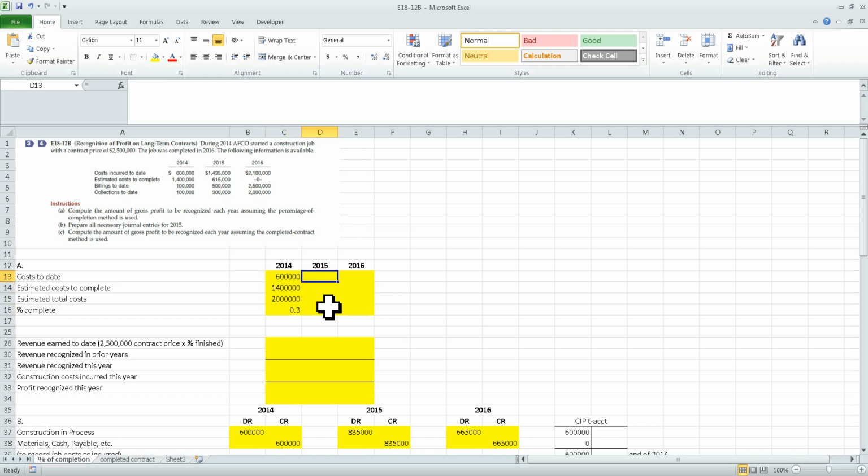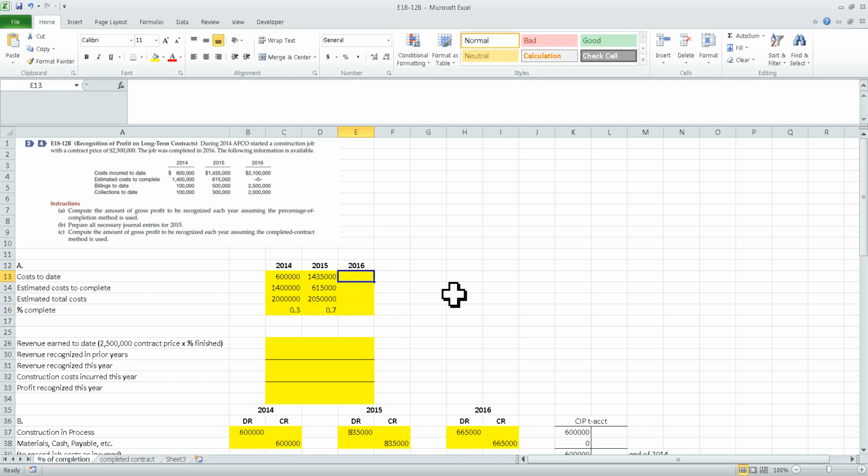Okay, we're going to do the same thing at 2015. We pick up our cumulative cost incurred to date for 2015, which is $1,435,000. And at the end of 2015, our best guess is it's going to take us $615,000 to finish the job. So our best guess at the end of 2015 of the total cost, start to finish, is the cost incurred to date plus what we estimate it's going to cost to finish the job, or $2,050,000. So based upon cost incurred to date as a fraction of estimated total job cost, we're 70% done with the job.